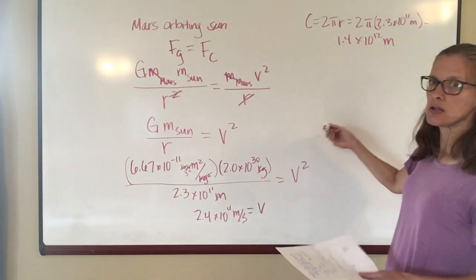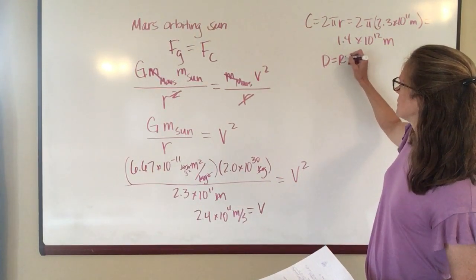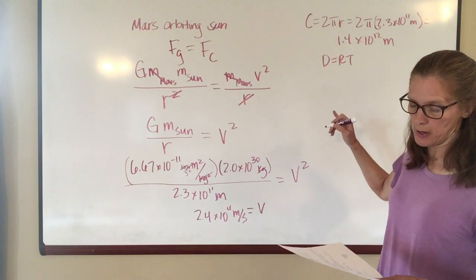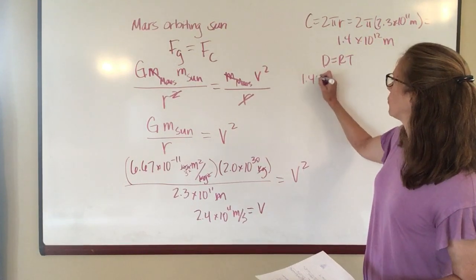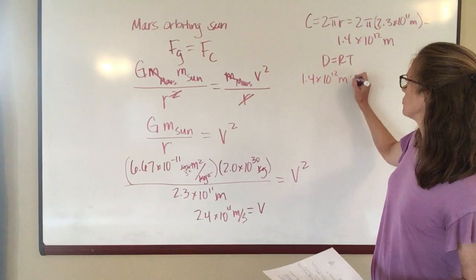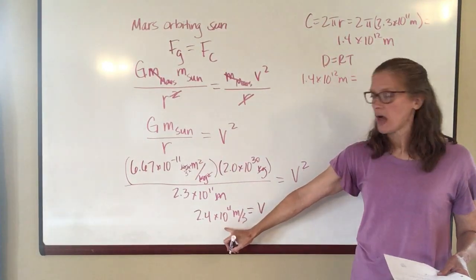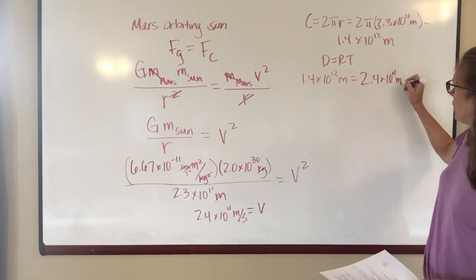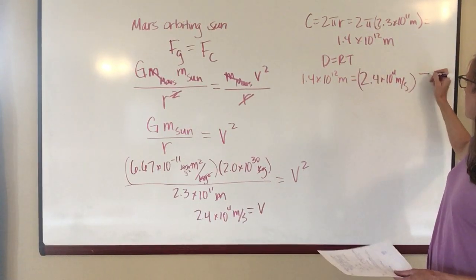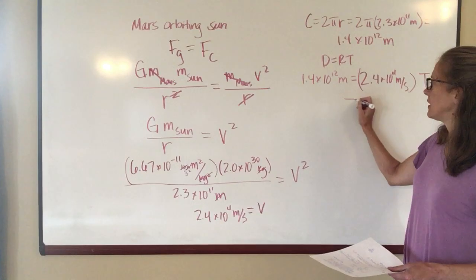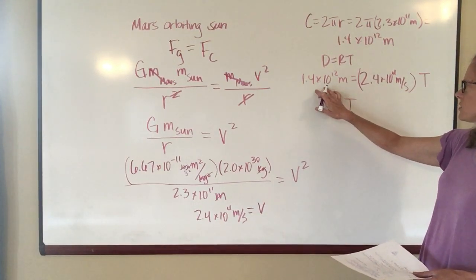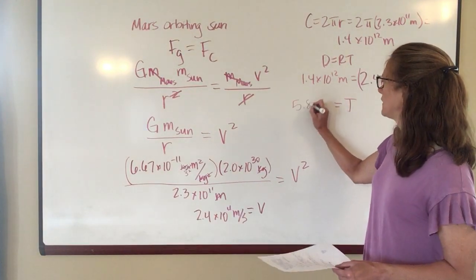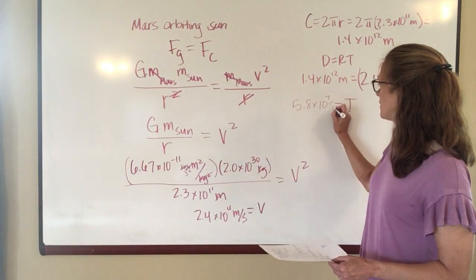Okay, now I can use my distance equals rate times time equation to calculate how long it's going to take me to get all the way around. So the distance I've been given is 1.4 times 10 to the 12th meters. I calculated the rate, or the velocity, down here, so that's going to go in on this side, 2.4 times 10 to the 4th meters per second, and I'm going to multiply that times t. And then when you solve that, divide 1.4 times 10 to the 12th by 2.4 times 10 to the 4th, you end up with 5.8 times 10 to the 7th seconds.